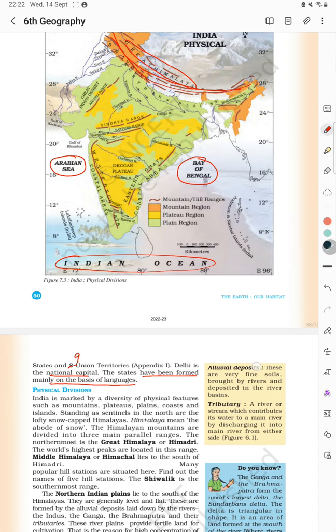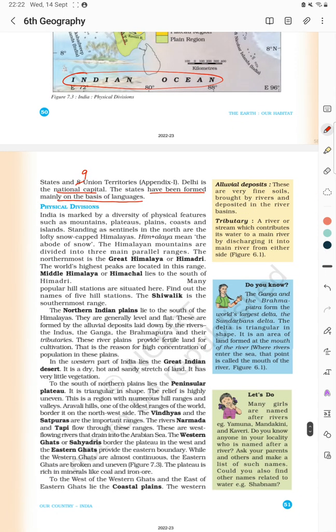Now physical divisions. India is marked by a diversity of physical features such as mountains, plateaus, plains, coast and islands. Standing as sentinels in the north are the lofty snow-capped Himalayas. Him plus Alya means the abode of snow.